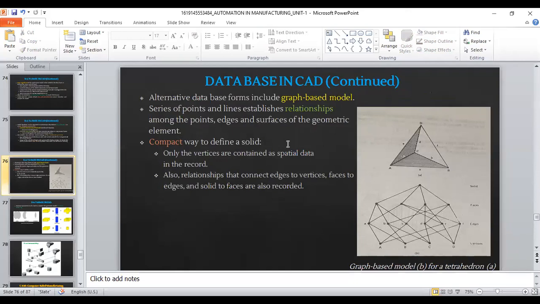So, a compact way to define a solid. Okay, this is a compact way. What do you mean by compact? Simple and smaller. Okay, that could be one. Yes, that can be counted. It will require the least amount of information, or can be defined very briefly, we can say. Okay, compact.